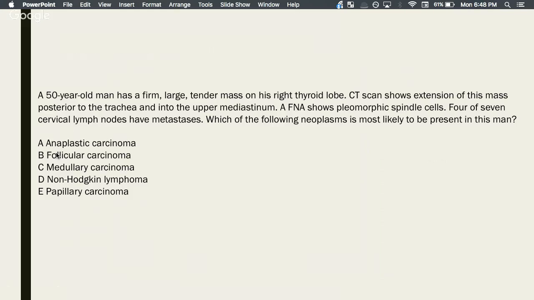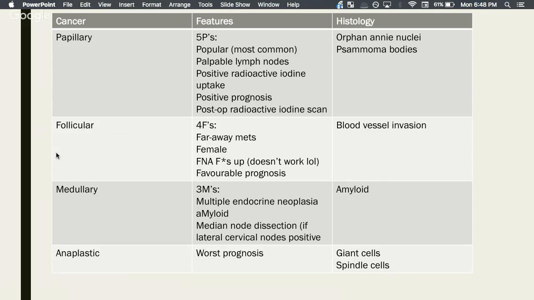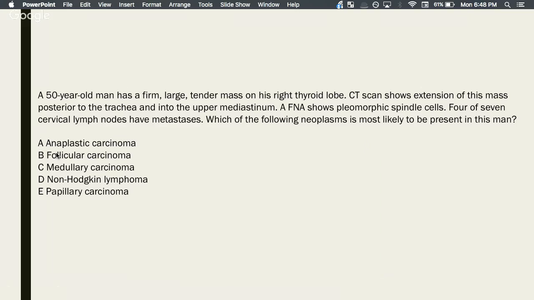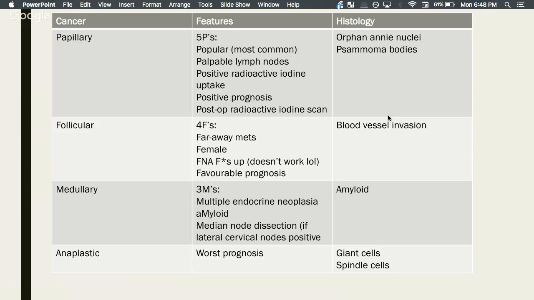Okay, so getting on to the cancers. These are the 4 cancers that you need to know. Starting with anaplastic, that's your worst prognosis, and you have giant cells and spindle cells on histology. They metastasize really quickly, and they're just not fun. In this case, he had spindle cells, he had mets, and he had a lot of extension. It seemed to be fast growing. So that's your anaplastic picture.